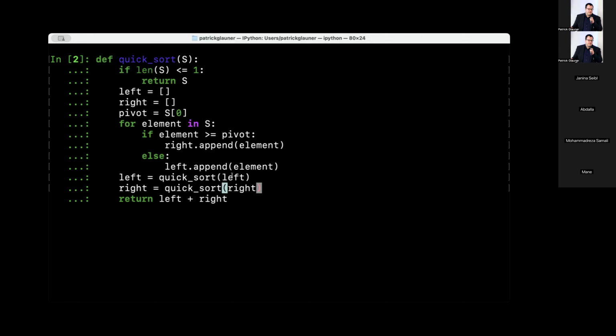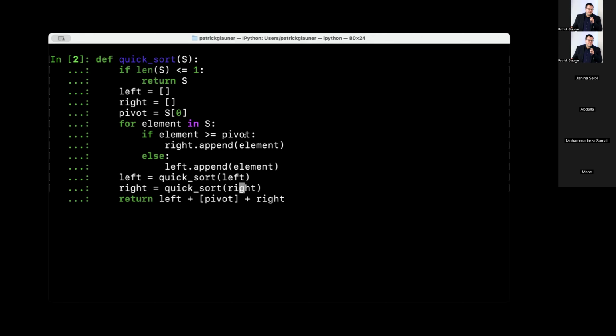And now I'm always taking the leftmost element initially as the pivot. So when I merge this together, I have the left and the right sublist, and I have the pivot element. But syntactically, when you run it, it will not work because left is a list, right is a list. So I need to put pivot in a list on its own, and then I can concatenate this.